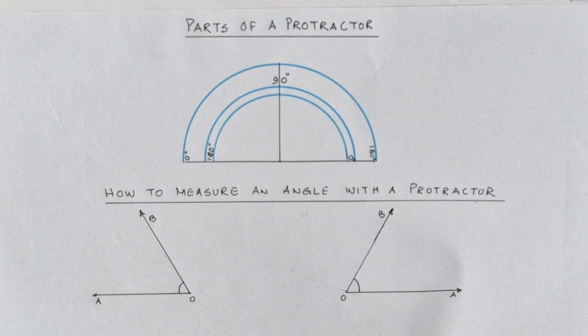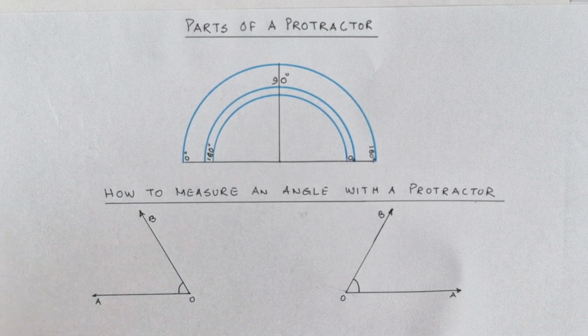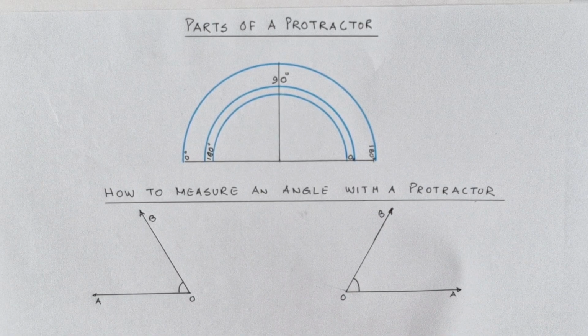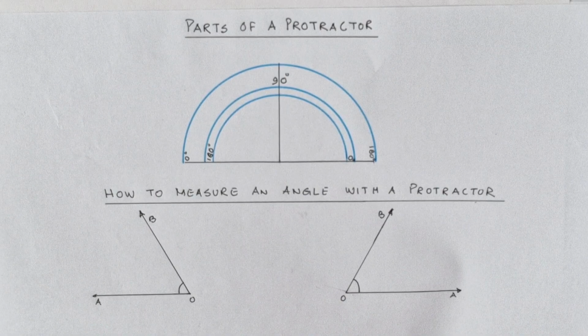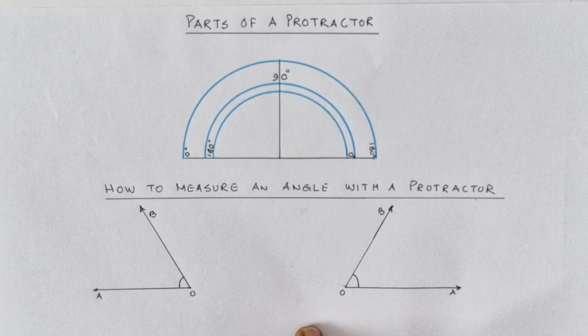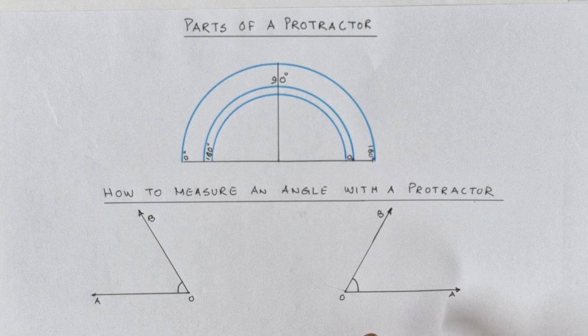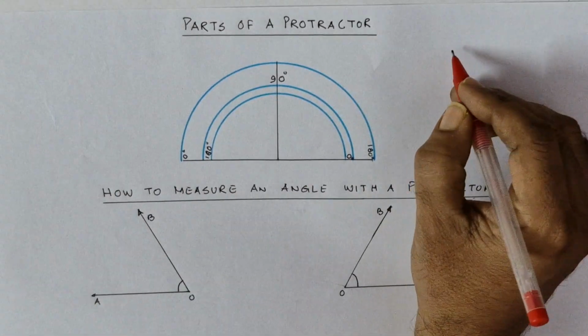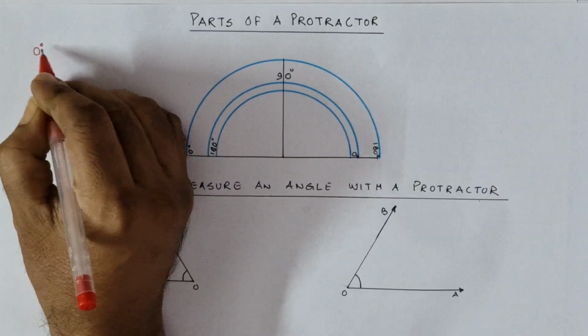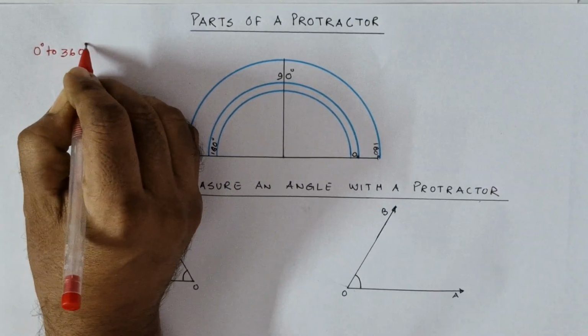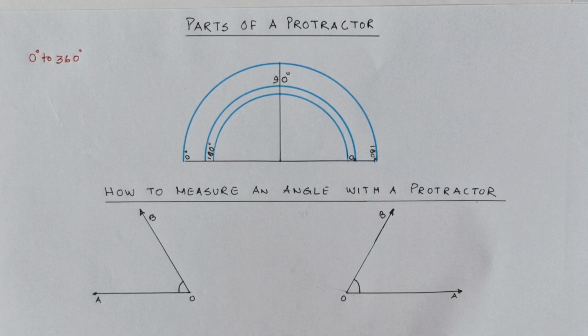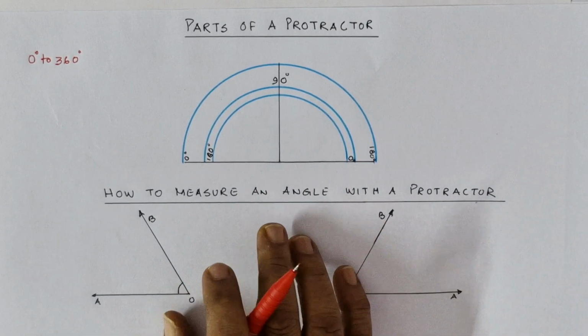Now today's topic is the parts of a protractor. You have seen a few of my lectures on how to draw an angle with compass only, but today our main topic will be to study a special instrument which is known as protractor. You must have learned that an angle is measured in degrees, right? So an angle can range from 0 degree to 360 degree. Got it?